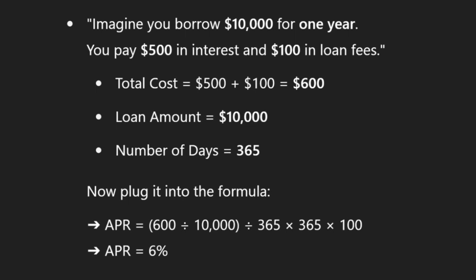Now the total cost is $500 plus $100 loan fee, which is equal to $600. The loan amount was $10,000, and the number of days is equal to 365. Now if I plug all these details into the formula, APR is equal to 600 divided by 10,000, divided by 365, which is the number of days, into 365, into 100. So APR is equal to 6%. Your APR would be 6%, not just based on interest, but the full cost of borrowing.